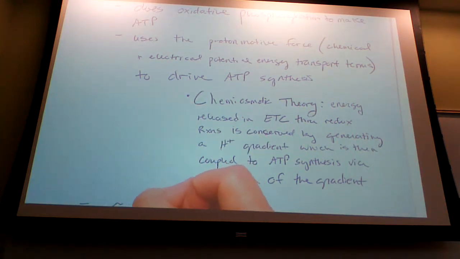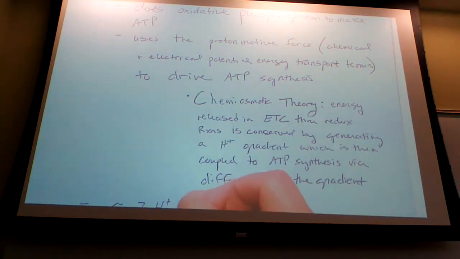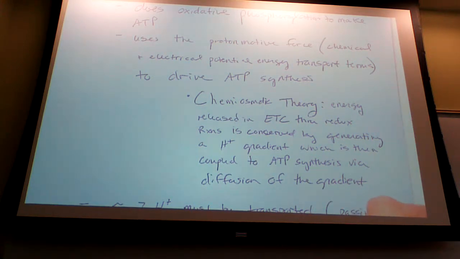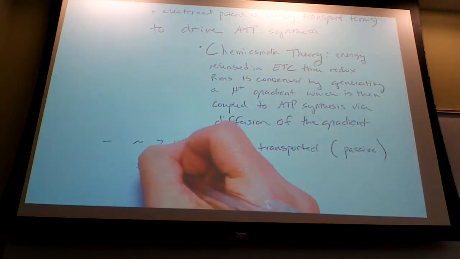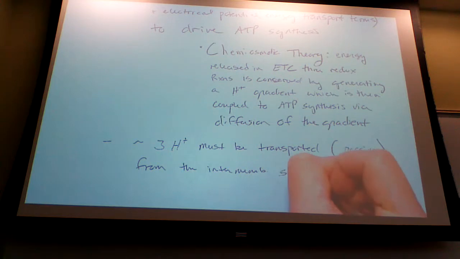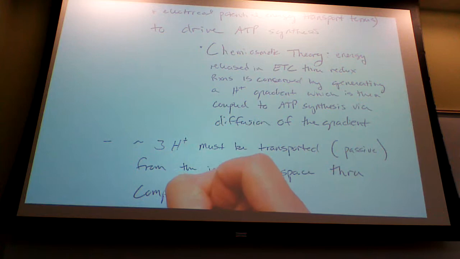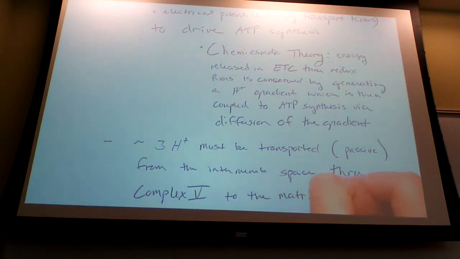So approximately 3 protons must be transported. And again, this is passive now. From the intermembrane space through complex 5 to the matrix to make 1 ATP.